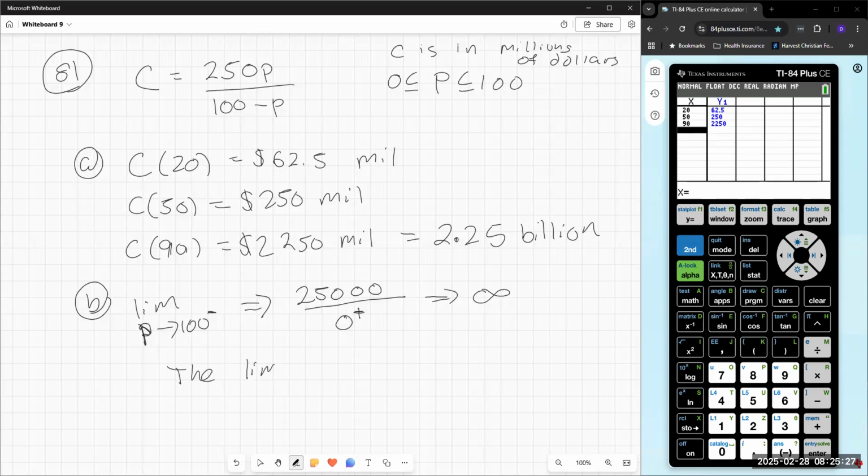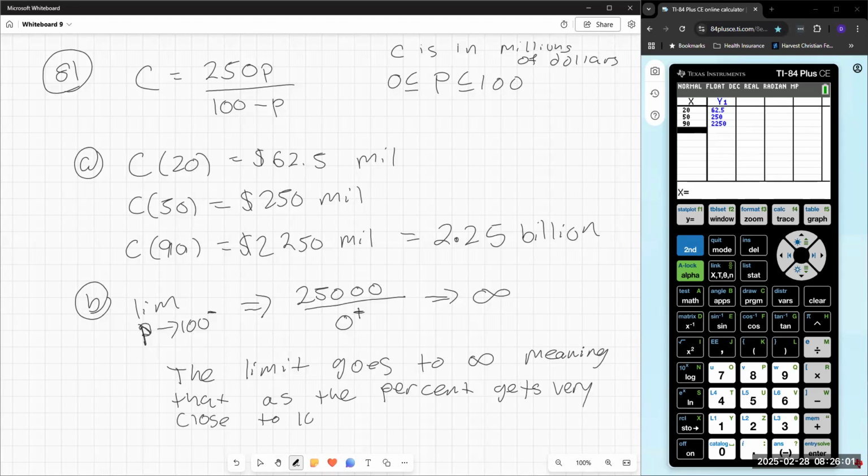The limit goes to infinity, meaning that as the percent gets very close to 100, the cost grows without bound.